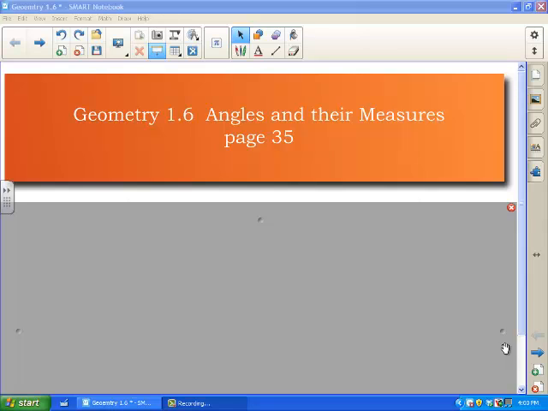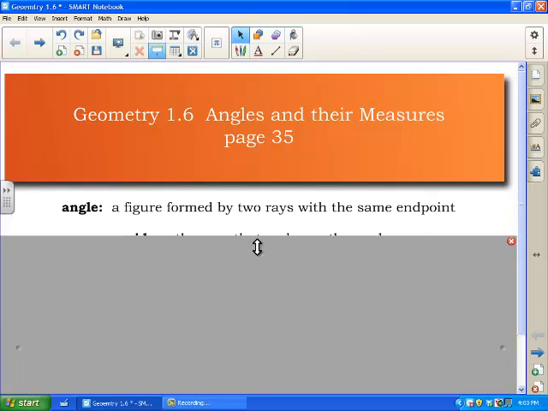Hello everyone, and welcome to Geometry Section 1-6, Angles and Their Measures. In this section we'll be getting a definition of an angle. We'll also be learning how to name angles and how to use them in different problems. We'll learn how to classify angles, and we'll also get a postulate that deals specifically with angles. So let's start off with the definition.